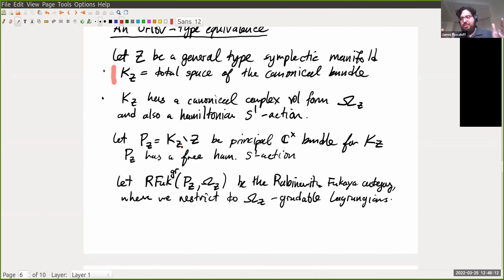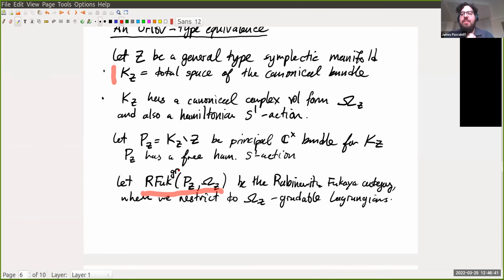And then here I'll introduce this. Well, I mean, at least I think I'm doing this right. There's this thing called the Rabinowitz-Fukaya category of this kind of object, okay? And I want to emphasize here that I'm restricting to gradable Lagrangians. So somehow the grading here is something I want to pay attention to. I guess maybe that's what you would always do, but that's what I want to consider.